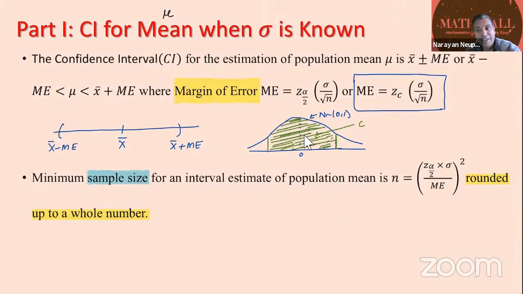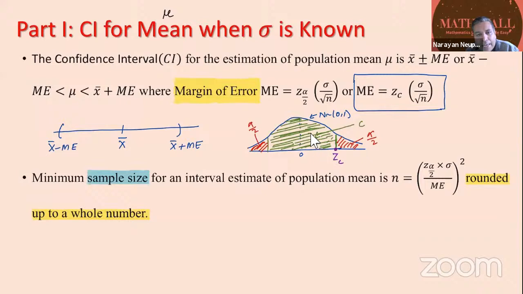So if that is 90%, the remaining area is 10%. And that remaining area is divided into two parts, or two tails. On the left tail, you have half of alpha, and on the second tail, you also have half of alpha, alpha over 2. And the value that you see on the x-axis over here, let me label it, this value is Z critical.